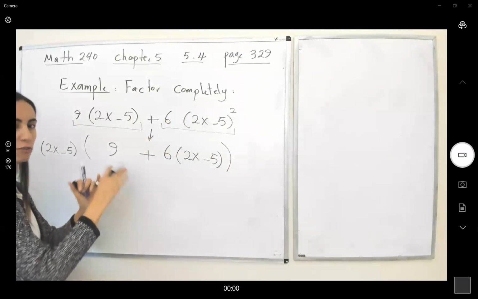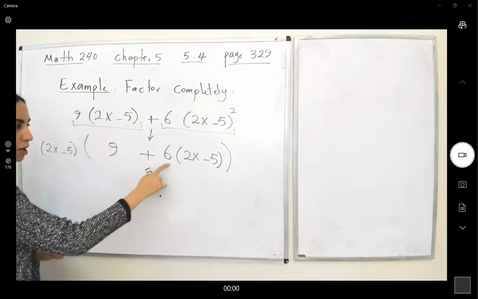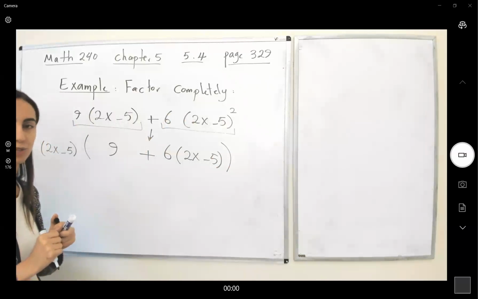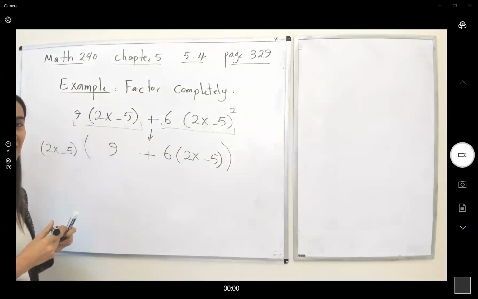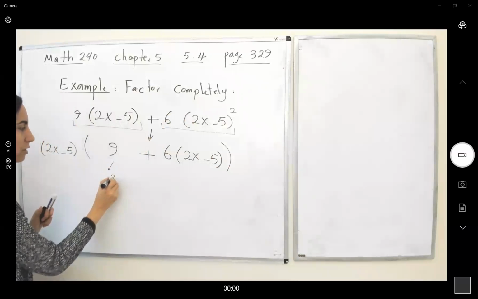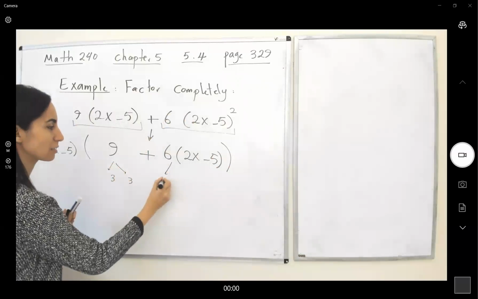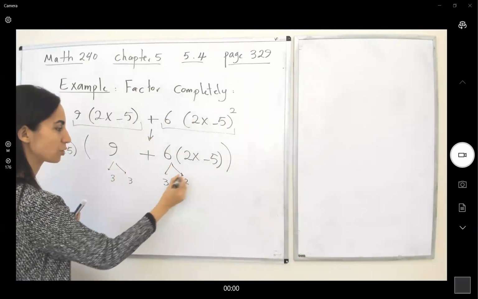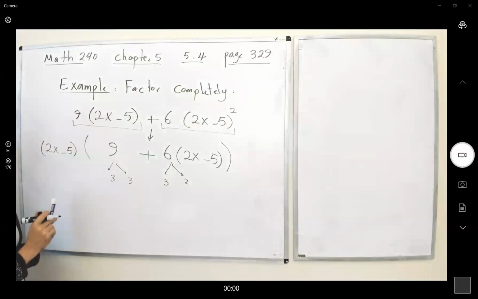Here you have 9, which is 3 times 3. How about 6? 6 is 2 times 3. Well, as you guess, we can factor out 3 as well. 9 is 3 times 3. 6 is 3 times 2. So as you can see, 3 is also the next common factor.